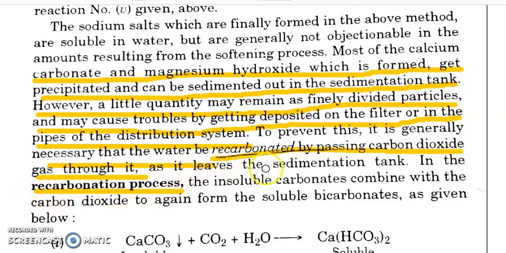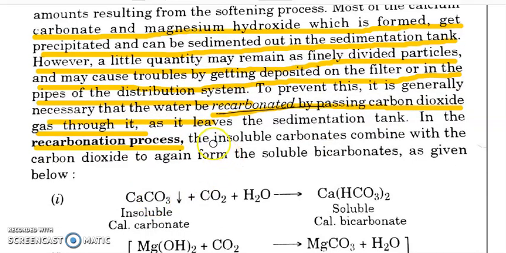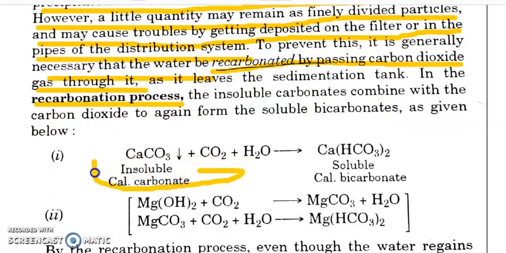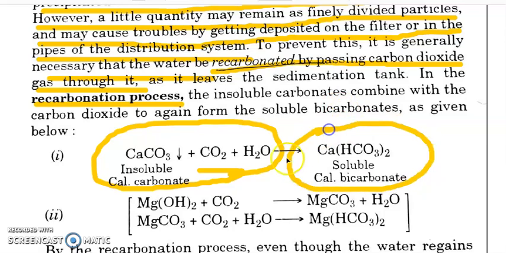Recarbonation is done by passing carbon dioxide gas through the water when it leaves the sedimentation tank. So as the softened water leaves the sedimentation tank, you have to recarbonate it by passing carbon dioxide. So in this process, the insoluble carbonates combine with the carbon dioxide. Here you can see in the equation, the calcium carbonate, which is an insoluble precipitate which is removed after the softening treatment, you are passing carbon dioxide in the water and it is once again converted into soluble calcium bicarbonate.